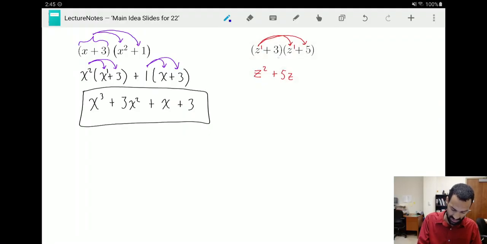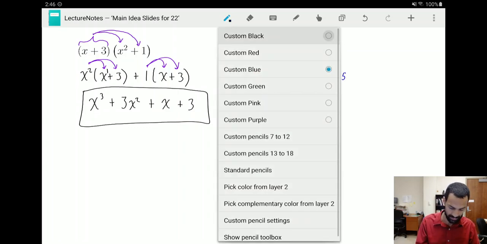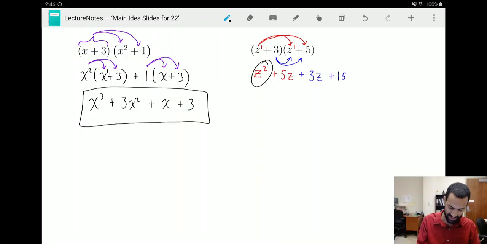And then I'm going to take this 3. 3 times z will be 3z to the first power, and 3 times 5 would be 15. Okay, so now I'm going to check for like terms. I look at z squared. I don't see any other z squareds, so I will just bring that down. I have a positive 5z and a positive 3z. Those are like terms, right? Those are z to the first power.